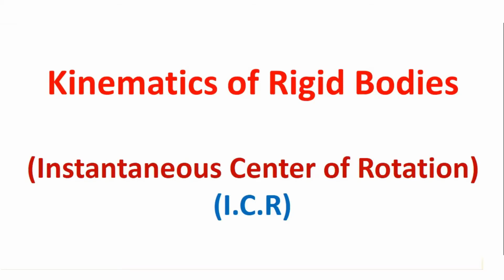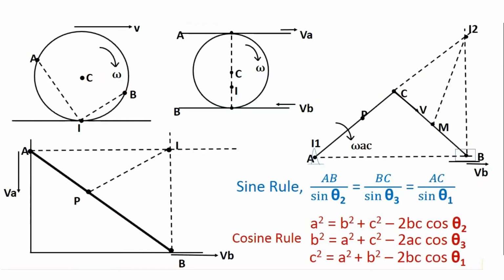Welcome students. In the previous class, we studied how to locate the ICR for various configurations or cases, such as one link mechanism, two link mechanism, three link mechanism, and a cylinder between two parallel plates moving in the same direction and in opposite directions. We have also seen that to find the distances from the ICR to a particular point, the things which will help us are the sine rule and the cosine rule. So till here we have studied in the previous class.